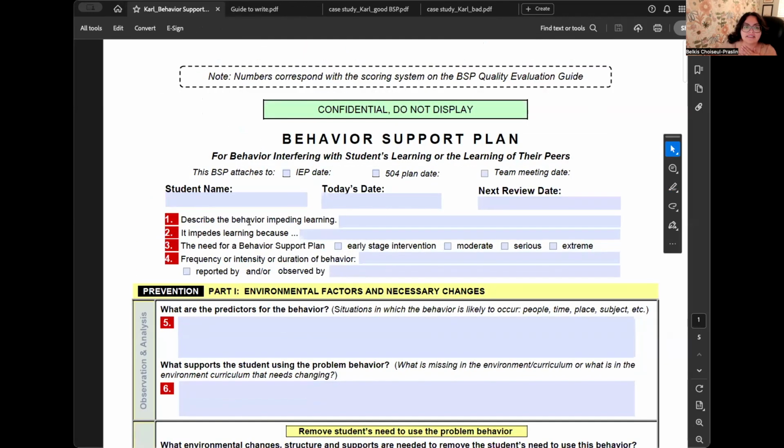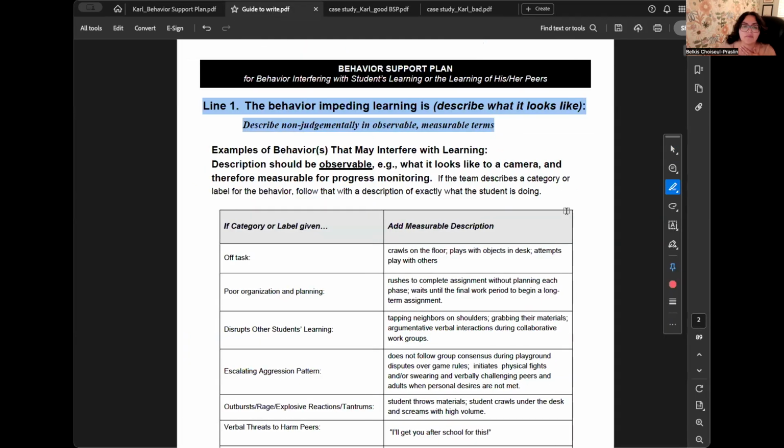Okay, line number 1. The prompt here is to describe the behavior impeding learning. Easy. That's an operational definition. Easy in terms of understanding. Again, we don't have to be experts in writing operational definitions and writing everything. We gain expertise through experience. So even if you're not an expert today, know that it's okay. We can keep working on those skills. Eventually, you'll be really great at writing definitions and goals and whatever it is you need to write.